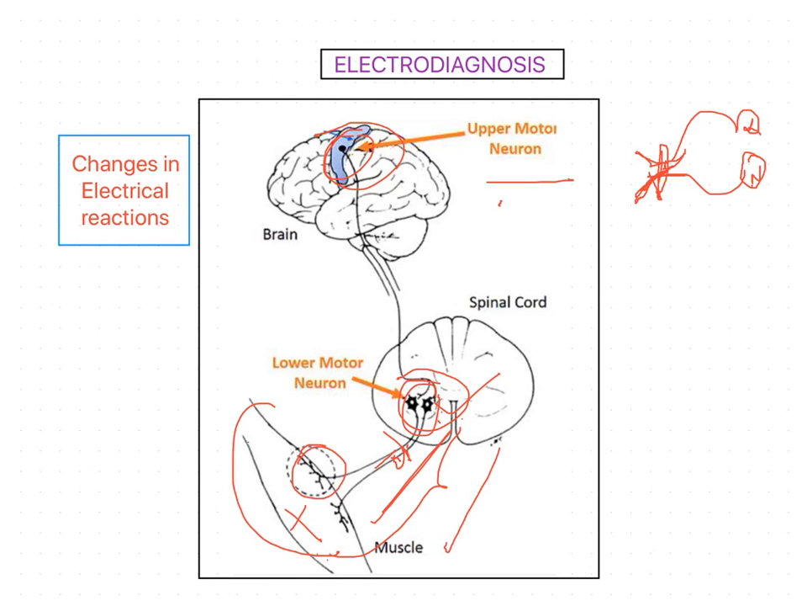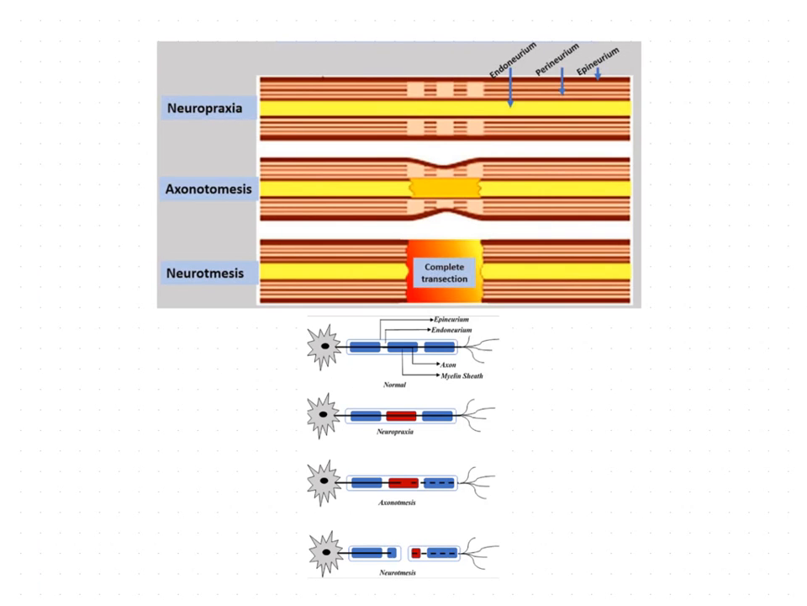And also lesions involved in the nerve fibers can be classified into three groups: neuropraxia, axonotmesis, and neurotmesis. So the lower motor neuron lesions are classified into neuropraxia, axonotmesis, and neurotmesis. So what is the thing that happened here?